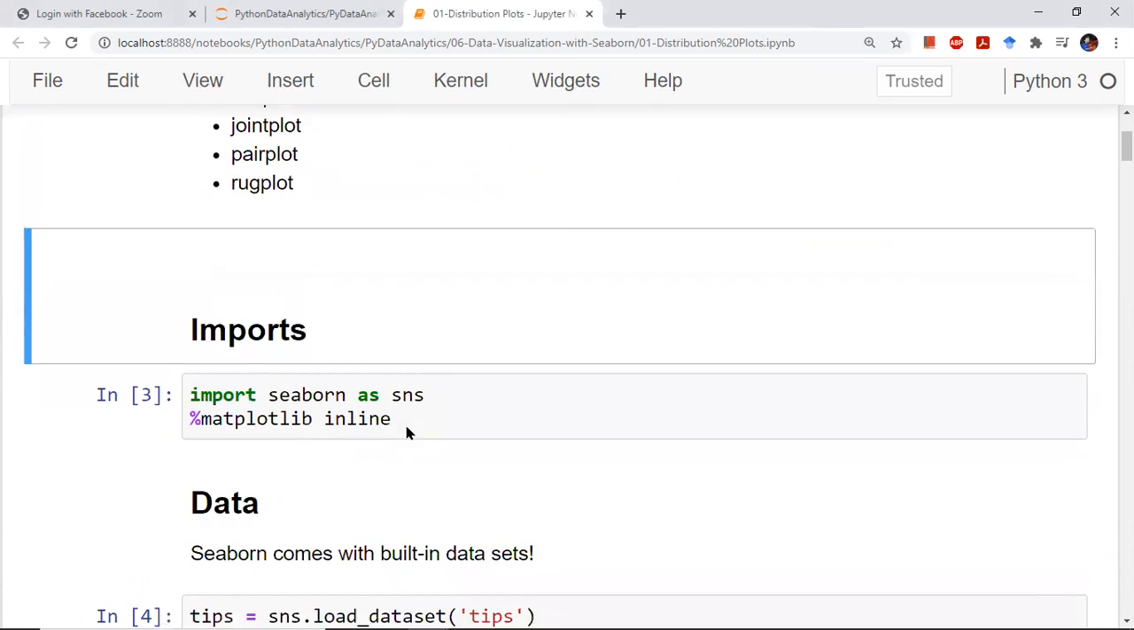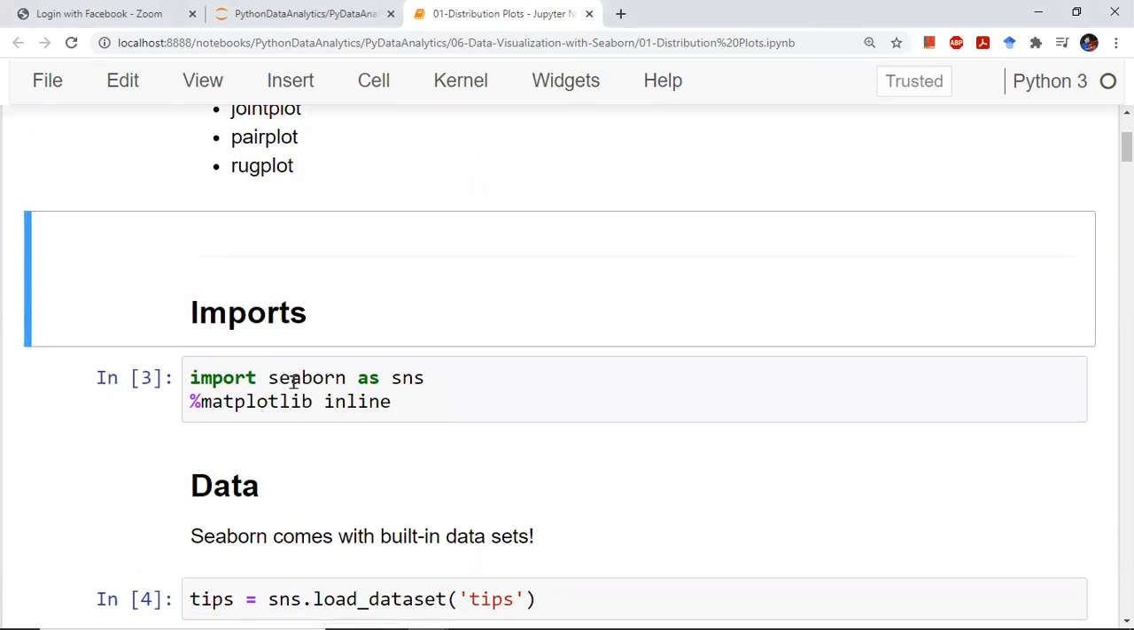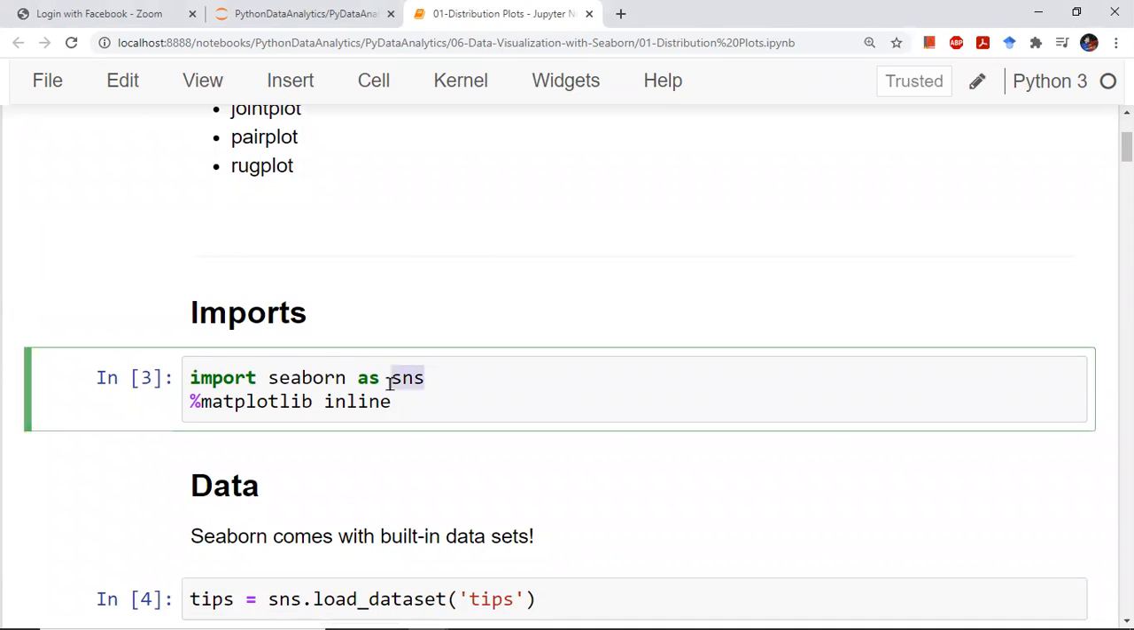We'll start with importing the Seaborn library as SNS. This is a very accepted practice, and most Python practitioners use this. SNS is the short form for Seaborn, and we have done Matplotlib inline so that we can see our visualizations, our graphs, our plots in the output cell.